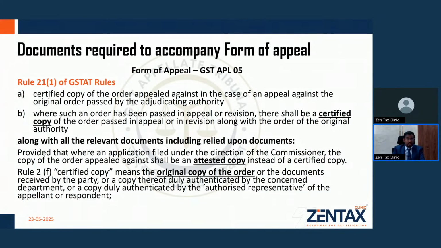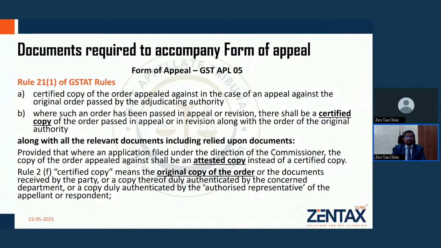You got only one original copy of the order. That original copy of the order needs to be given as a certified copy as an accompanying document to the form of appeal before the GST Appellate Tribunal. If you do not want to give the original copy of the order, then you need to get it authenticated. That is to mean certified by the department or by the authorized representative of the appellant.